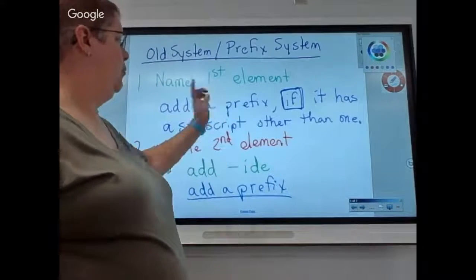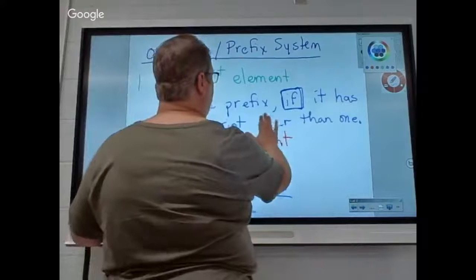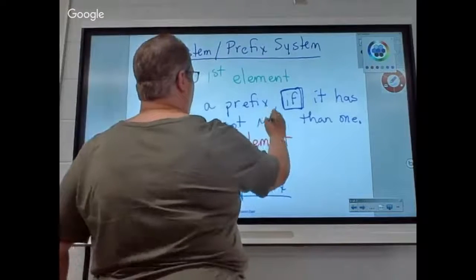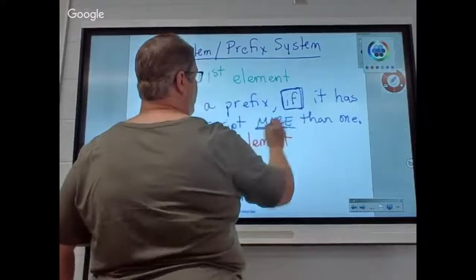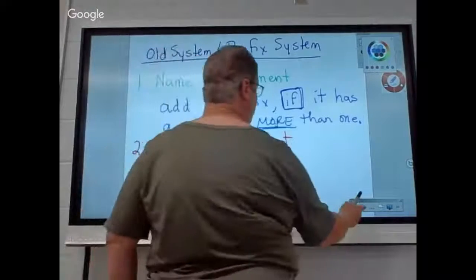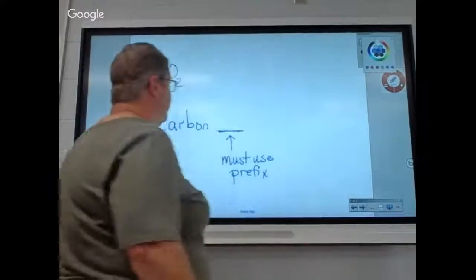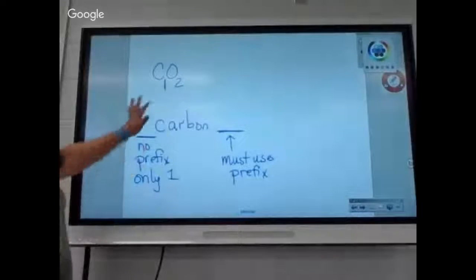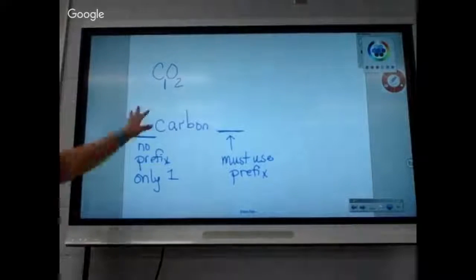Other than one. I should have put more than one. Instead of putting other than one, I'm going to change this to more. We put more than one. That sounds a little more specific. I know it'll bother Daniela because she wrote it down. All right, so carbon only has a 1. So am I going to put a prefix on the carbon?